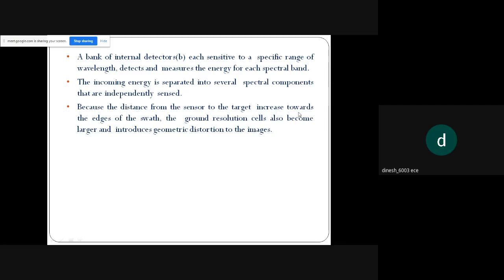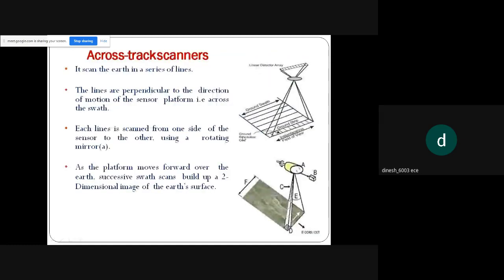Because the distance from the sensor to the target increases towards the edges of the swath, the ground resolution cells also become larger, and then they introduce a geometric distortion to the images. So this is what happens in across track scanners.